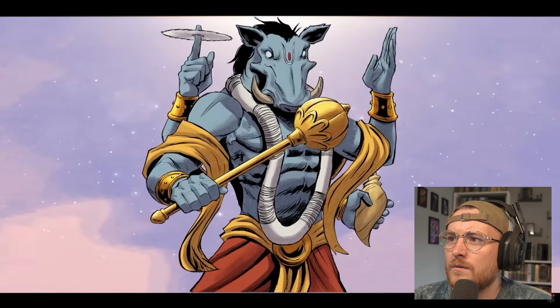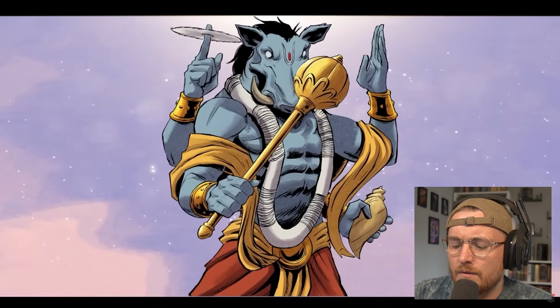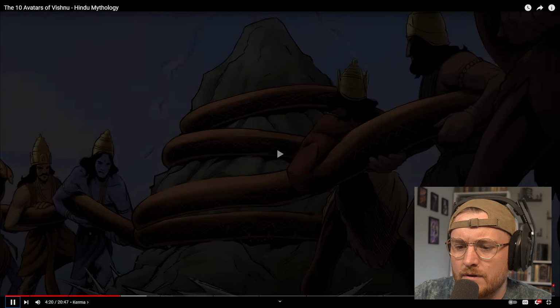Okay. Next one. Whoa, this one looks sick. Varaha is worshipped as the third avatar. Wait, I talked over that then. What was his name?